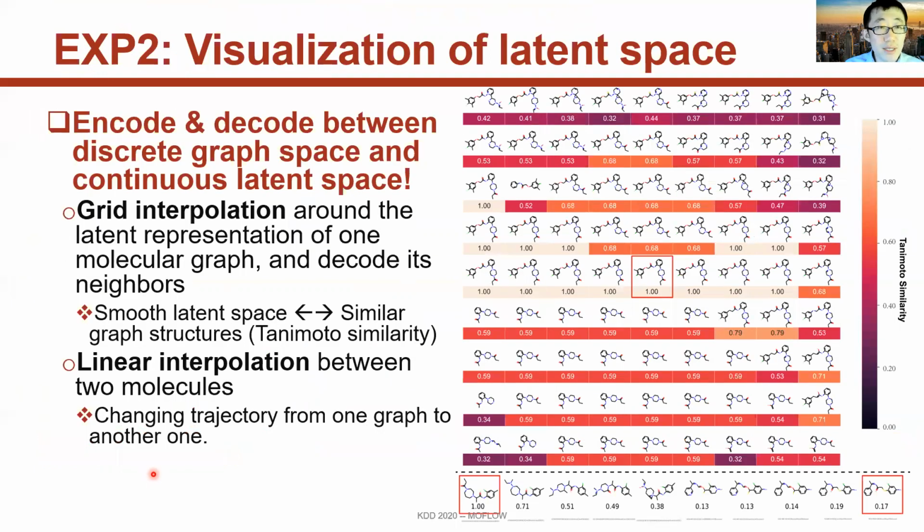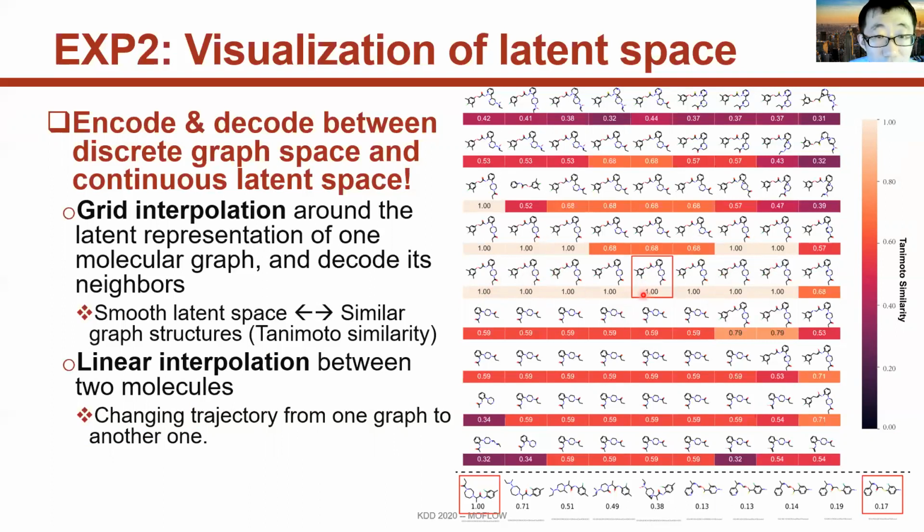Here we visualize the latent space of our model. Our model can encode and decode between discrete graph space and continuous latent space. For example, here we create an interpolation around the latent representation of one molecular graph and decode its neighbors. Here we visualize the decoded molecular graphs. We can see the latent space is very smooth by checking their graphs. The graphs change just a little bit.